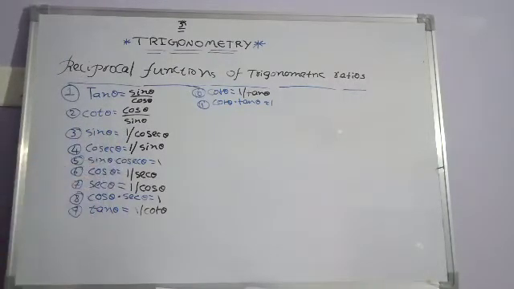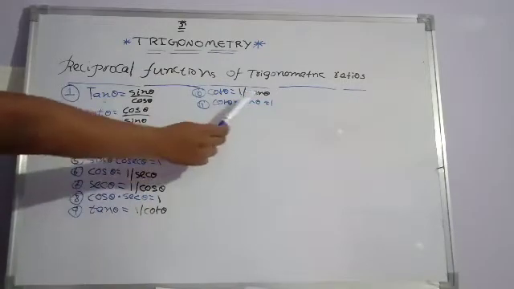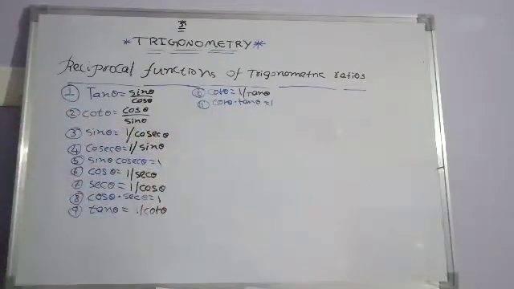Cosecant theta is equals to 1 by sin theta. This can be written as sin theta into cosecant theta is equals to 1, and cos theta is equals to 1 by secant theta. Secant theta is equals to 1 by cos theta. This can be written as cos theta into secant theta is equals to 1, and tan theta is equals to 1 by cot theta. Cot theta is equals to 1 by tan theta, and cot theta into tan theta is equals to 1. Okay, let us move to the next one.